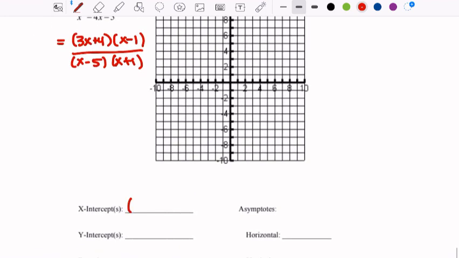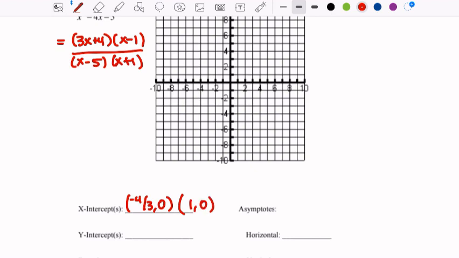So we're going to have x-intercepts at 0, negative 4/3, and we'll have 1 at 0. Oops, wrote that backwards, hold on. Negative 4/3, 0, and then we'll have 1 at 1, 0. There we go.